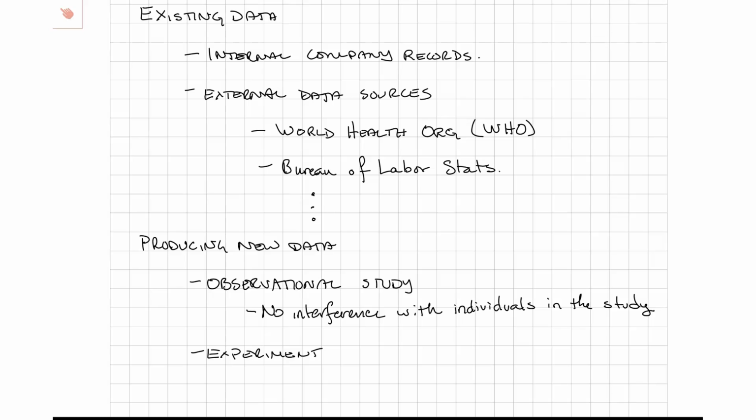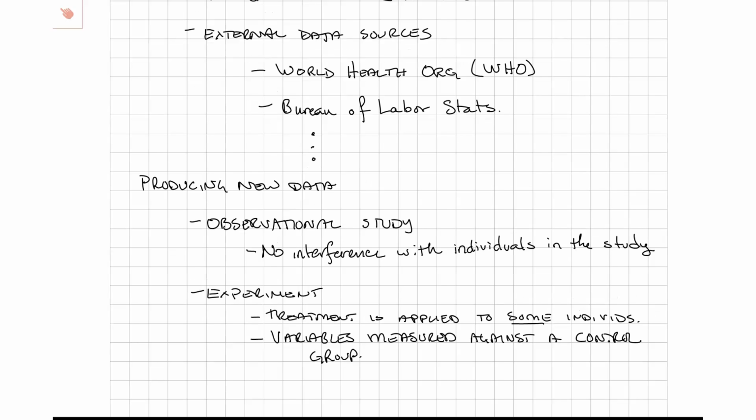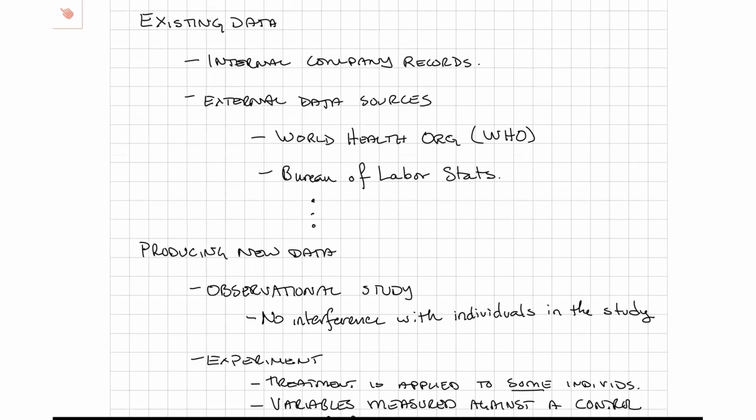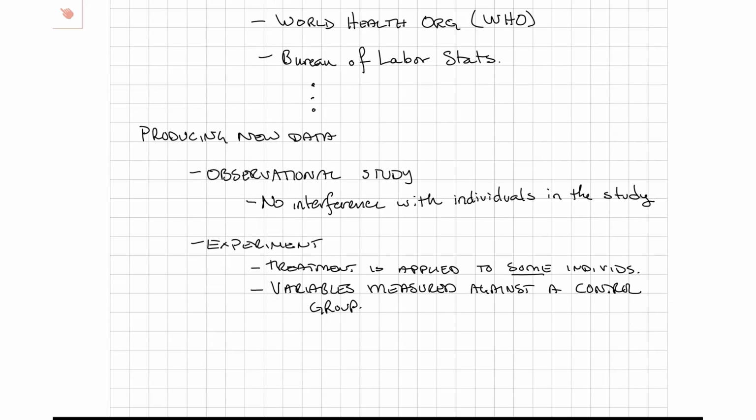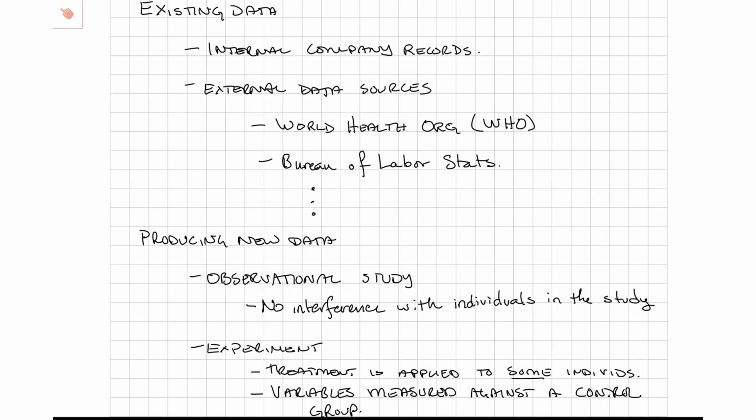In the case of experiments, there is an interference with the individual. What we'd usually say is a treatment is applied to a subset of individuals, and variables of interest are measured and compared with a control group where a treatment hasn't been applied. All of this information, wherever it comes from, whether it's from existing data sources or from studies where we're producing new data, is used to make an analysis.